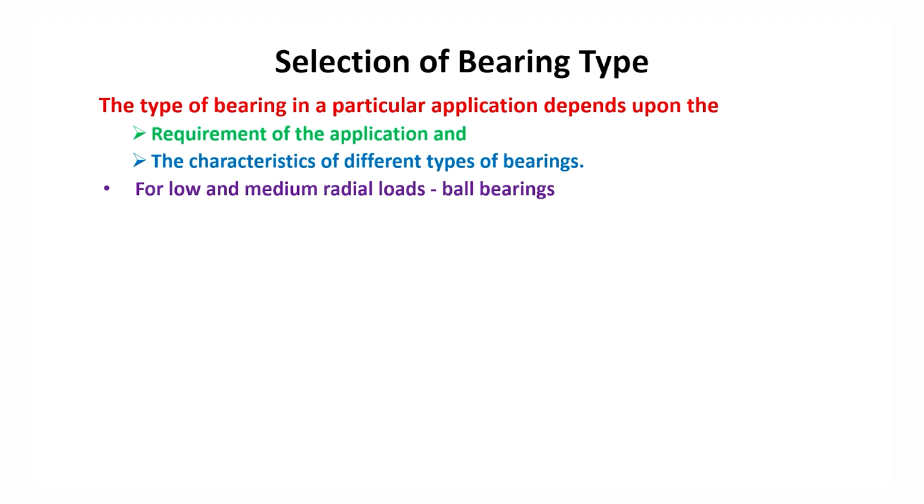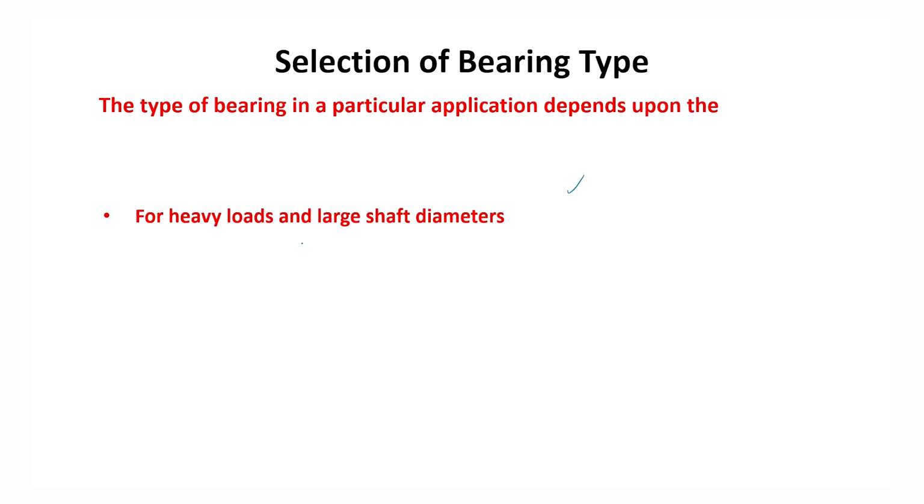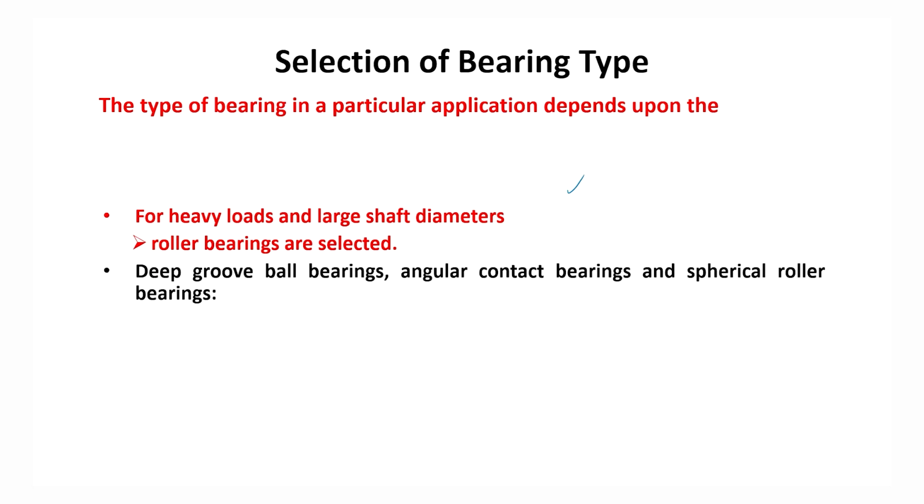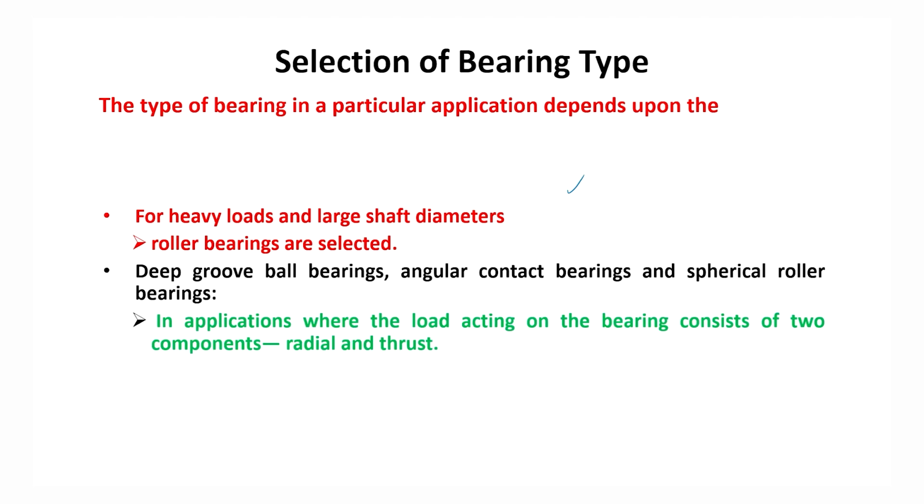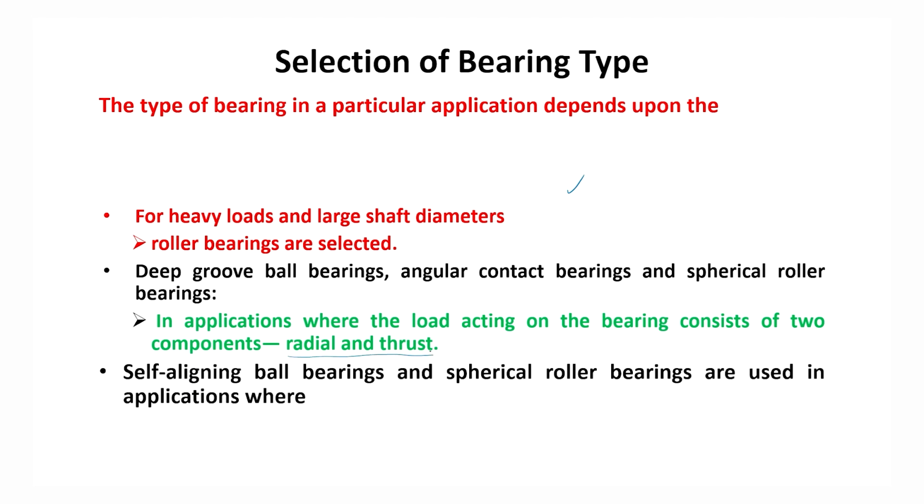The type of bearing in a particular application depends upon the requirement of the application and the characteristics of the different types of bearings. For low and medium radial loads, we go for the ball bearing. For heavy loads and large shaft diameter, we go for the roller bearings. Deep groove ball bearings, angular contact bearings and spherical roller bearings are used in applications where the load acting on the bearing consists of two components, that means radial and thrust load both.